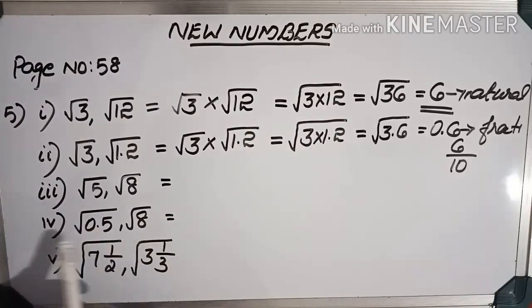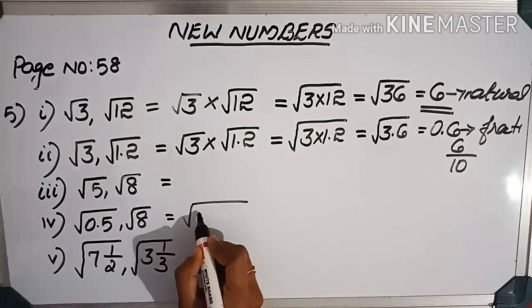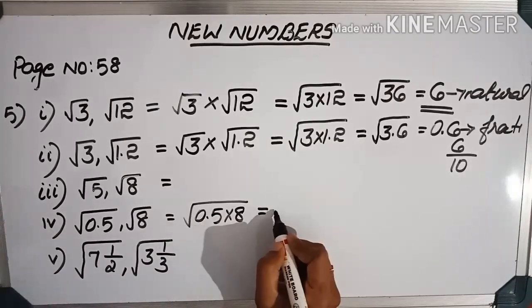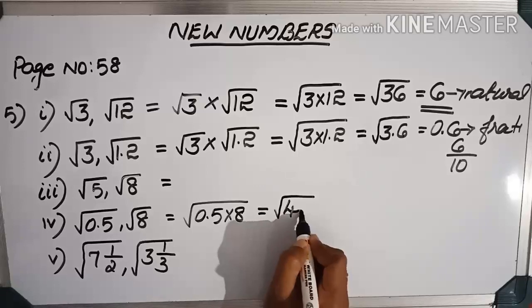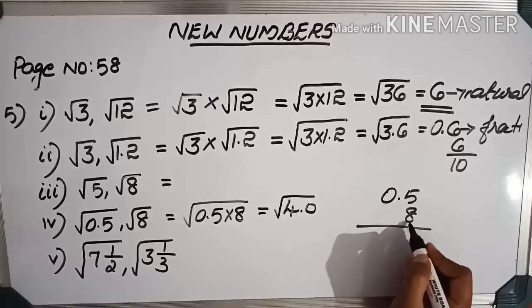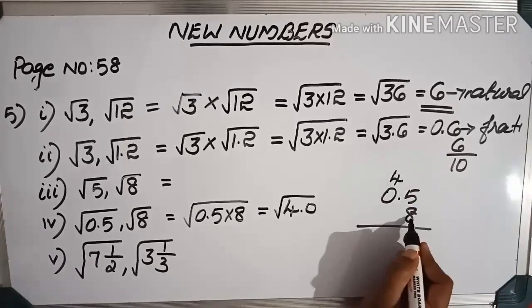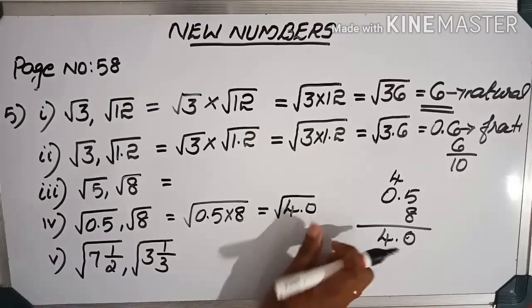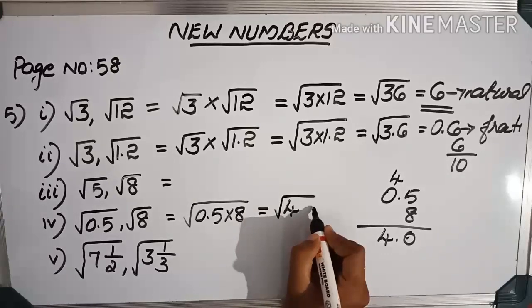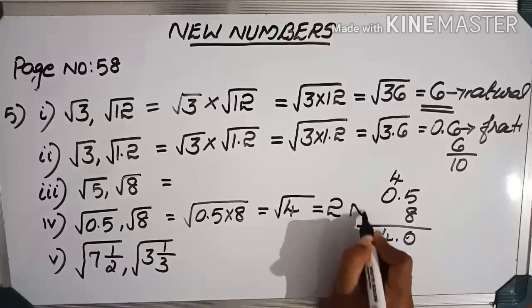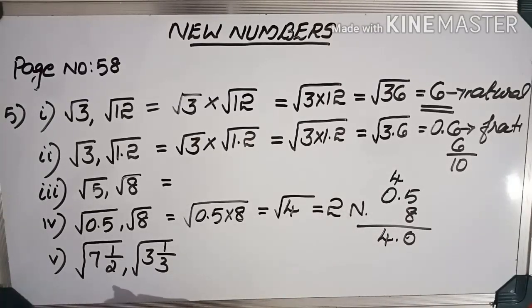Okay, now next fourth one is root 0.5 and root 8. So answer will be what? Root of 0.5 into 8. Okay, so 0.5 into 8, when you do this you will get the answer 4.0. Okay, let me show you 0.5 and 8. 8 5s are 40. 4 here. 8 into 0 is 0. 0 plus 4 is 4. 4.0. 4.0 means it is the same as 4. Okay. Now root 4. What is root 4? Root 4 answer is 2. That means it is a natural number. Okay. Answer is a natural number.